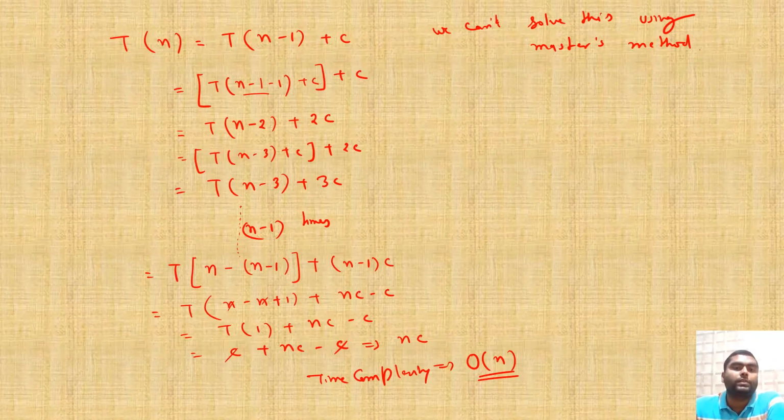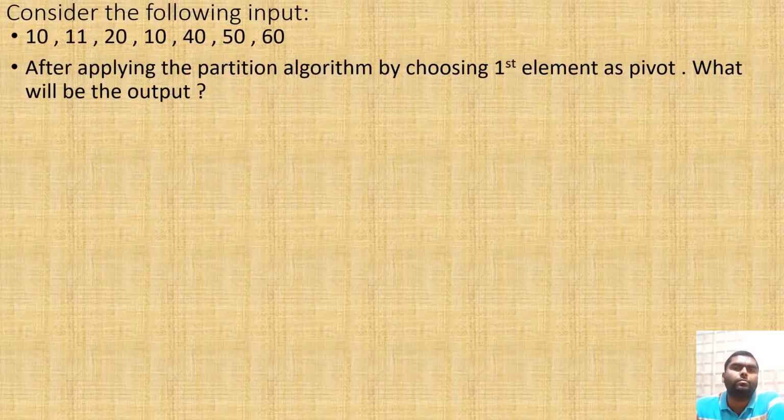So I hope these basic questions are clear to you, because these are related to the time complexity part. Now consider the following input: 10, 20, 10, 11, 20, 10, 40, 50 and 60. After applying the partition algorithm by choosing the first element as pivot element, what will be the output? It's an interesting question, and nothing is hidden inside it. Let me solve it first of all.